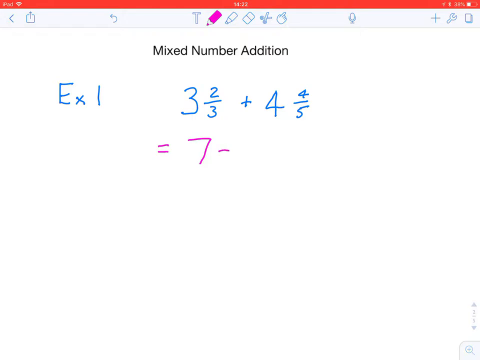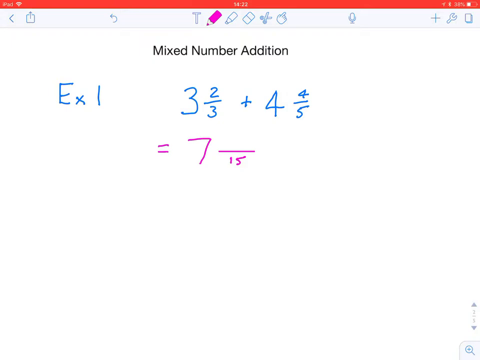Now we need a common denominator for 3 and 5. 3 times 5 is 15. That's the lowest number 3 and 5 will go into. Now what I'm doing is writing these two fractions in 15ths. Whatever I've done to the denominators, I've got to do the same to the numerators.